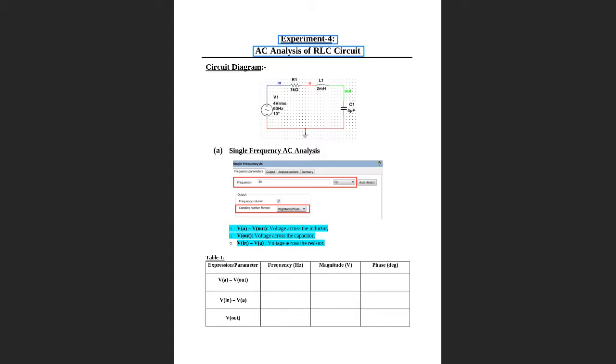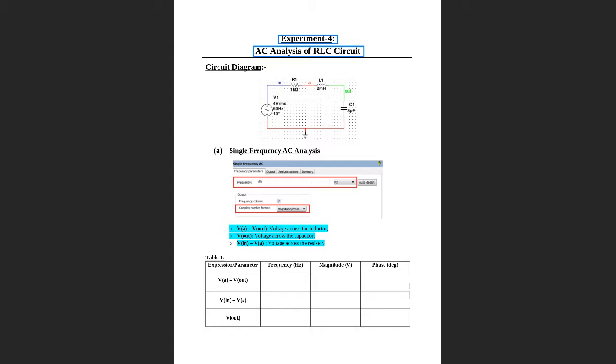Coming to experiment number 4, we are going to study AC analysis of RLC circuit. In experiment 3, we studied the series RL circuit. In experiment 4, we will go one step ahead with the RLC circuit. In experiment number 5, we will go one more step ahead. We will study three-phase circuits inshallah.